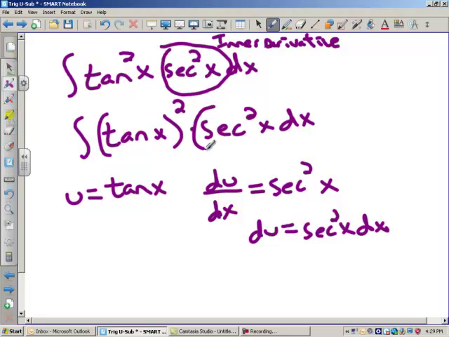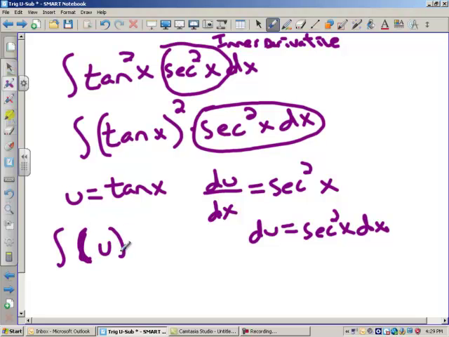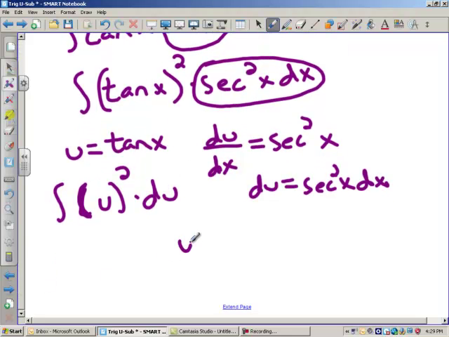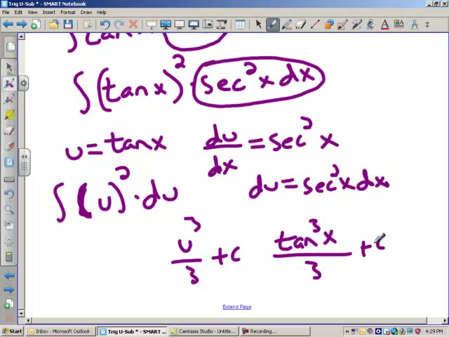So all of this is simply the derivative of tangent. So we turn this into the integral of, well, this is all u, I'm sorry, this is u squared times du. So we do our antiderivative and we get u cubed over 3 plus c, and we back substitute, and this answer is tangent cubed x over 3 plus c.